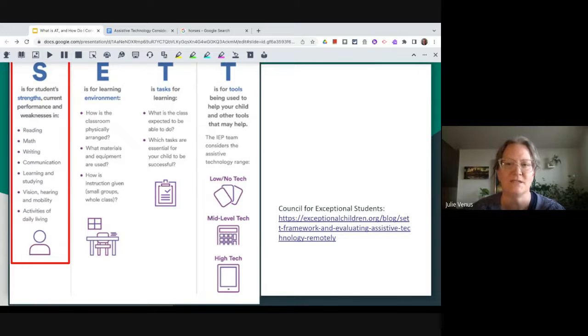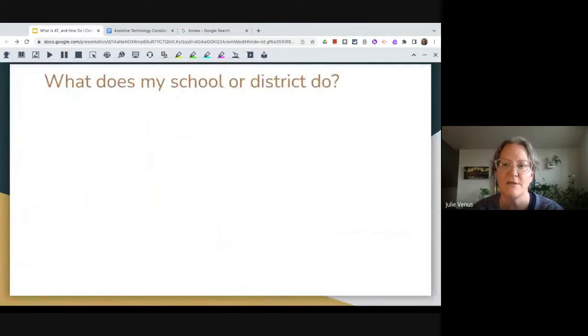T is for the tasks. What specifically is it that you're asking this student to do, or what is it that they want to do? And then what we do is we take the tools and we overlay that on the student in those environments doing those tasks. So that's the general overlay and overarching framework for looking at assistive technology.